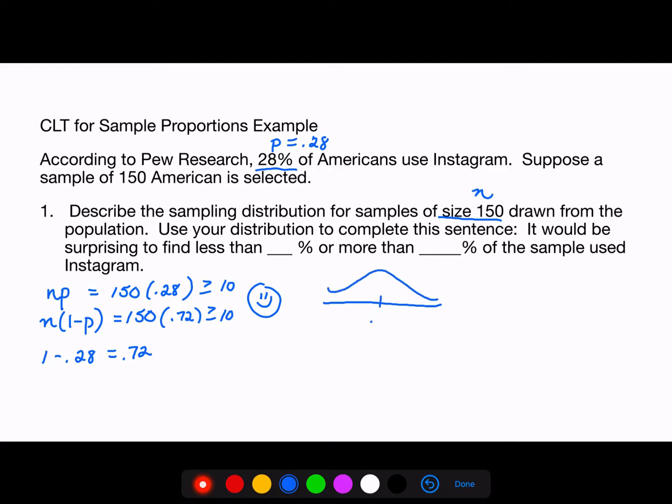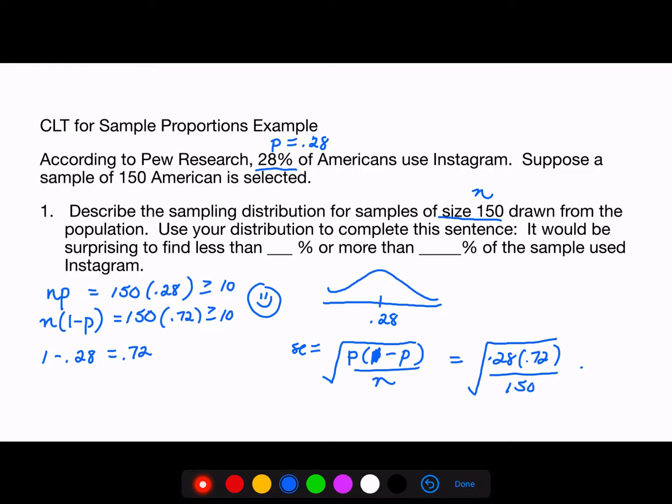It's going to be centered at the population proportion, which is 28%, and the spread of the distribution, which is called the standard error, can be computed using this formula, the square root of p times 1 minus p divided by n. So in our case, we have the square root of 0.28 times 0.72 divided by 150, which gives us a value of 0.037. So the center of the distribution is 0.28, and it has a spread of 0.037.